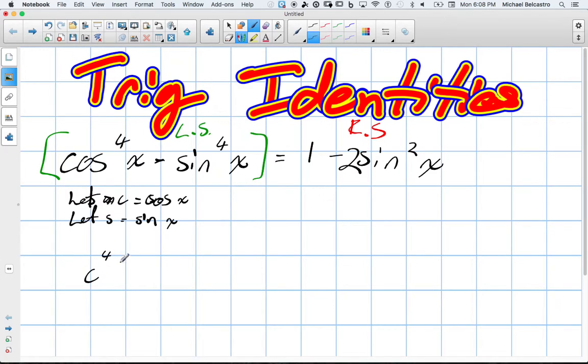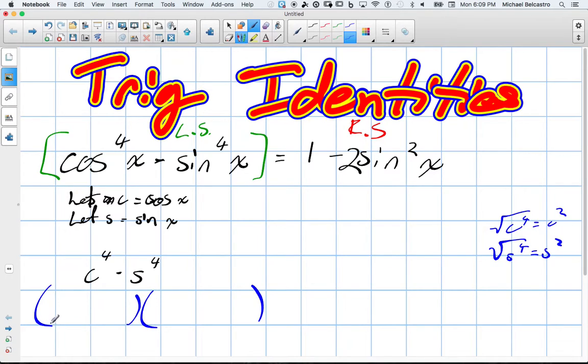So this is C to the power 4 minus S to the power 4. Now I can start to see that this might be a difference of squares. To factor a difference of squares, we square root both. The square root of C to the 4 is C squared, and the square root of S to the 4 is S squared. We make these the first and second terms with a plus and a subtraction in between. So now we have C squared plus S squared times C squared minus S squared.